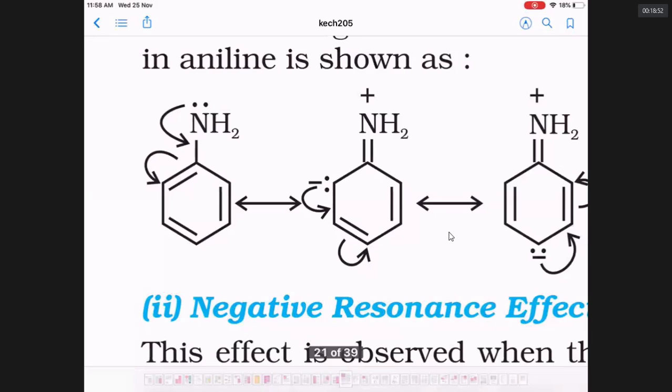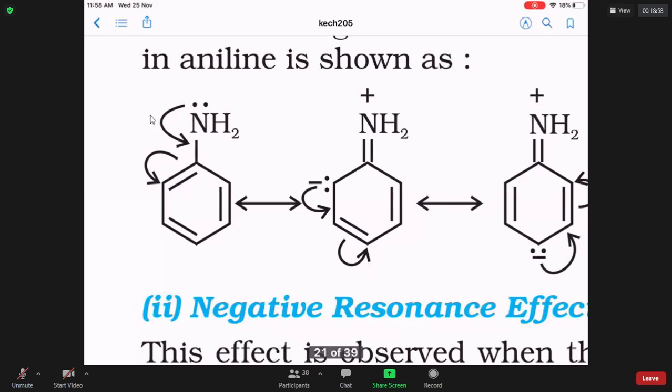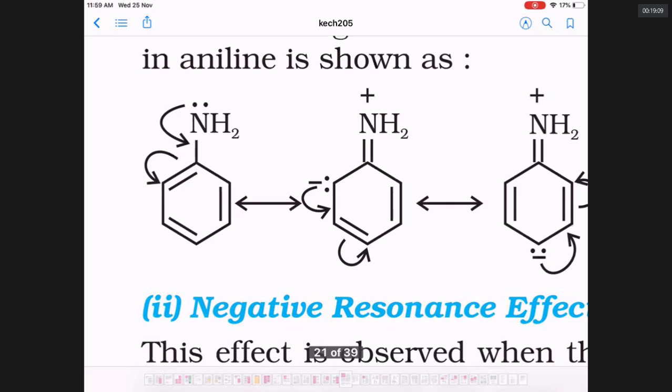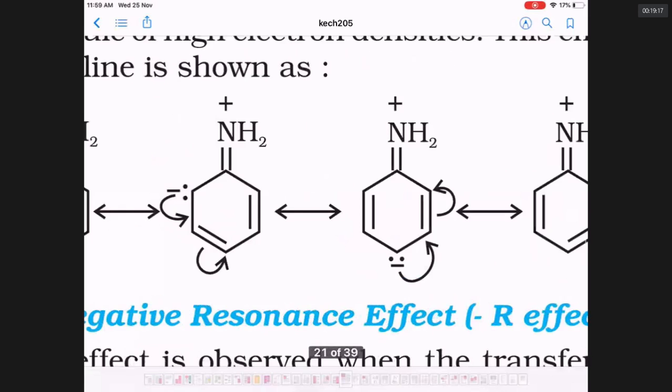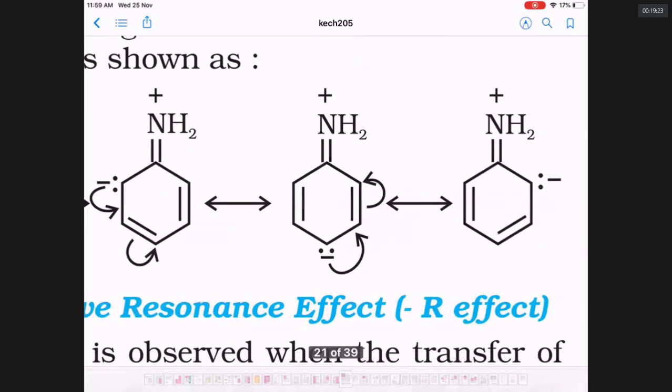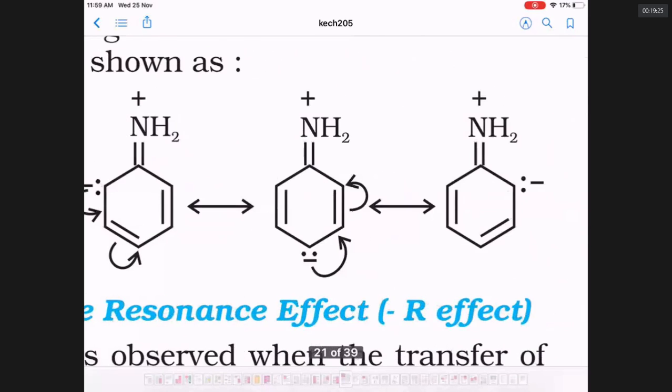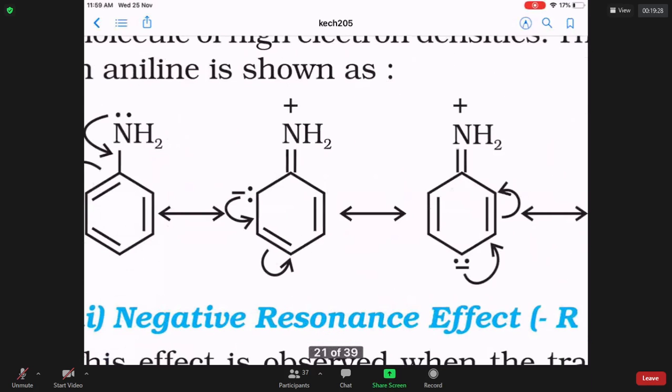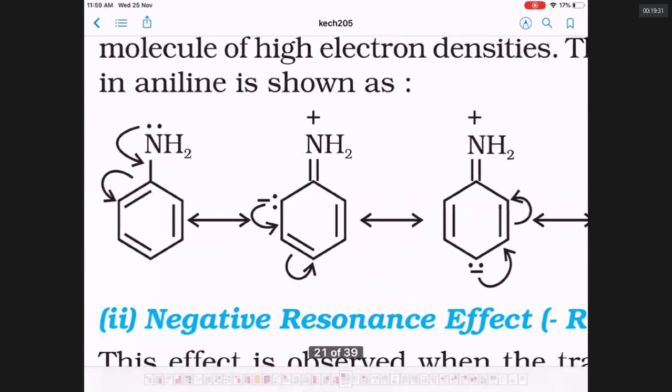Please observe. Who is a base? A base is one who can donate a lone pair of electrons. In ammonia, nitrogen has a lone pair. It can donate happily to anybody. It is a good base. In aniline also, nitrogen has a lone pair. But unfortunately, aniline is a weaker base than ammonia. Why? Because it can give very less amount of electrons when compared to ammonia.